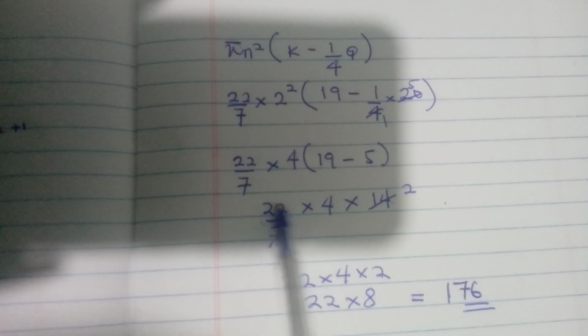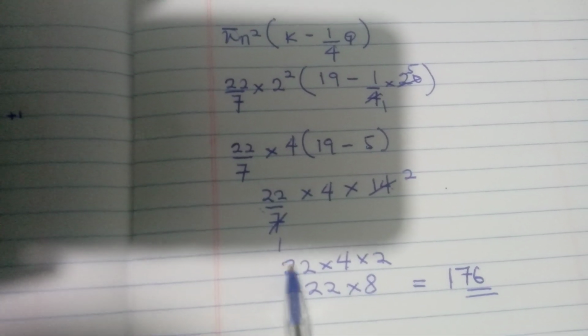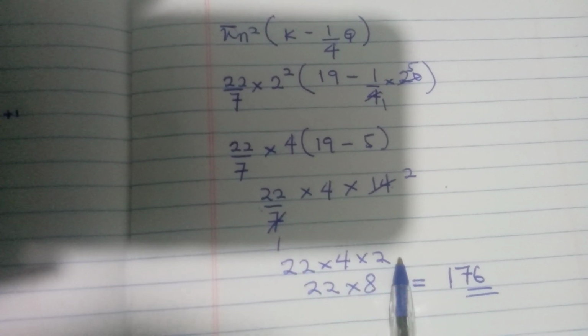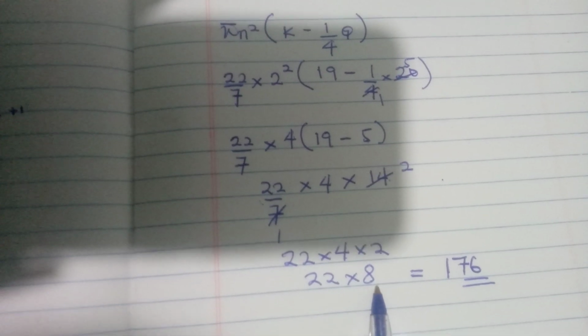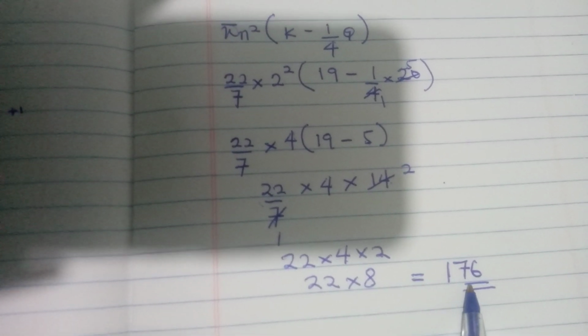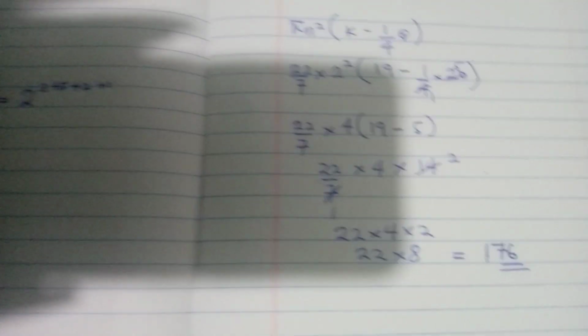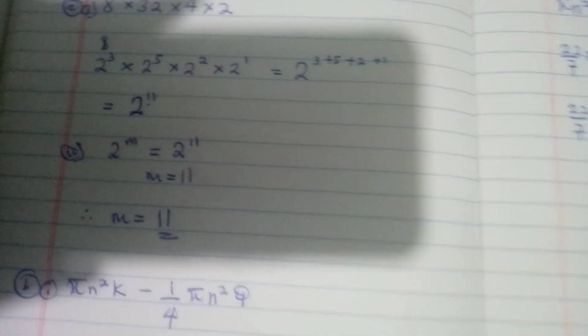Then we just multiply this. So we have 22 times 4 times 2. 4 times 2 is 8. So 22 times 8 will give you 176. And that is what was expected from the candidate when the question BII, the number 3, was given.